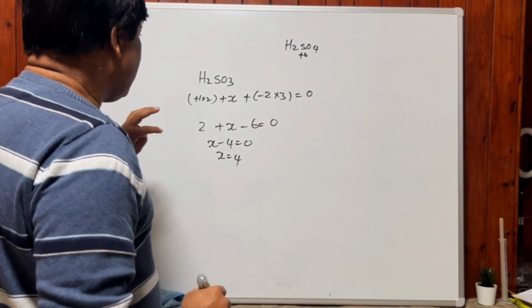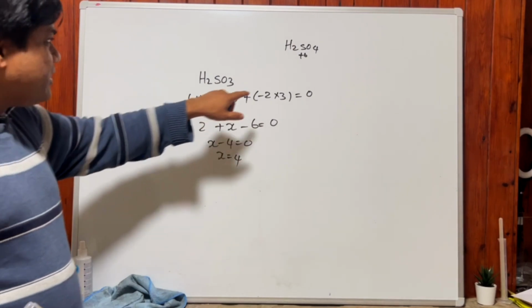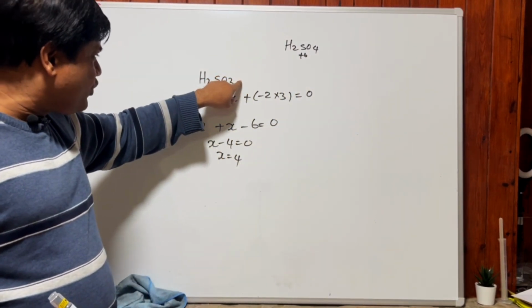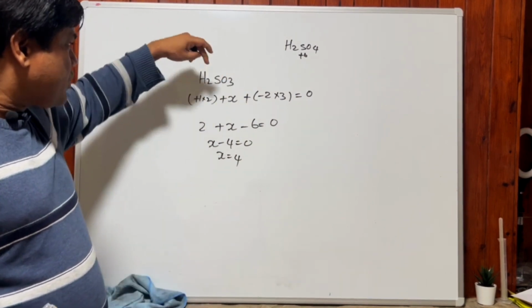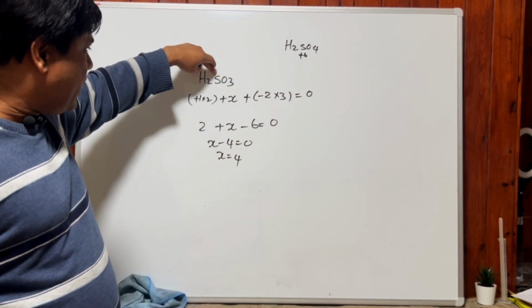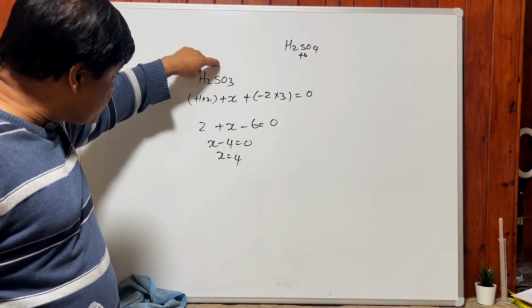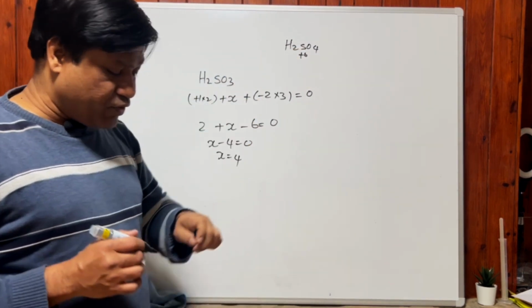So we have some books where this is given as sulfuric acid but +6, this is also sulfuric acid but +4. Oxidation state of sulfur in this sulfurous acid is +4, so +4 sulfurous acid, +6 sulfuric acid.